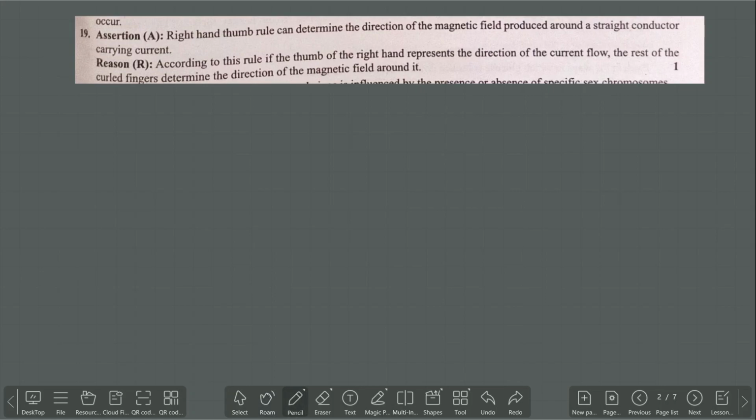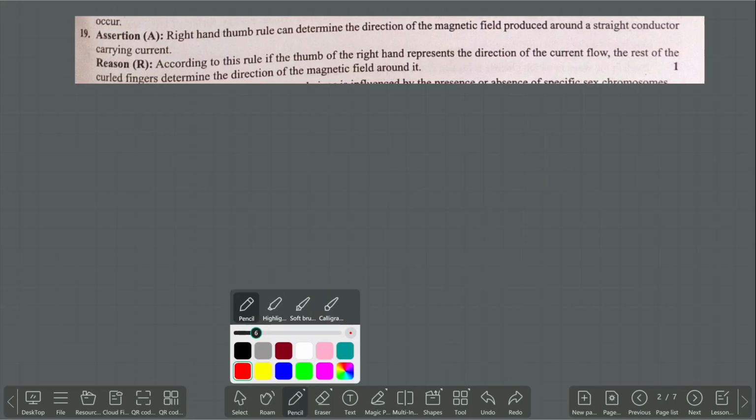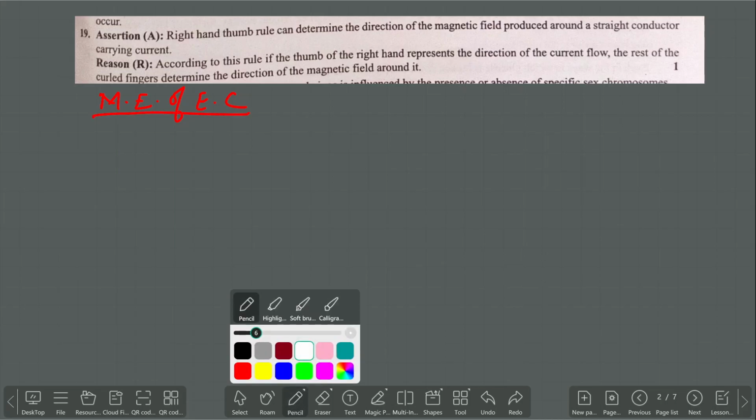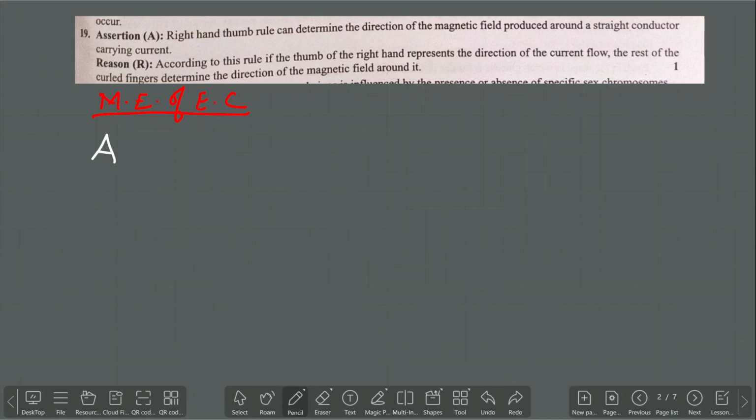Next question, assertion and reason. So this concept is based upon what chapter? Magnetic effect of electric current. Okay. So in that, what they are saying in the assertion: the right hand thumb rule can determine the direction of the magnetic field produced around a straight current carrying conductor. Is it true or false? It's a true statement. Clear.